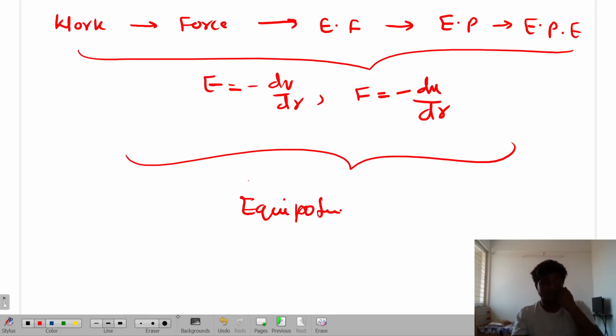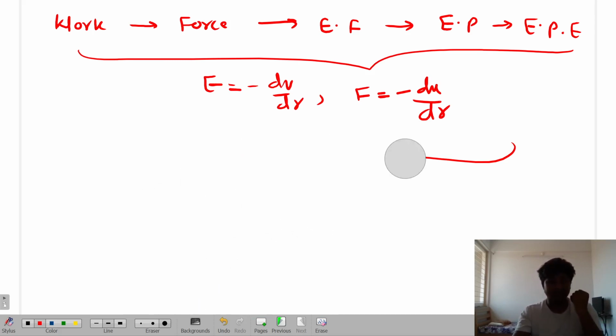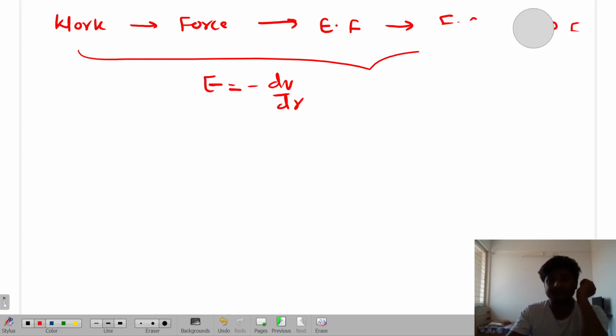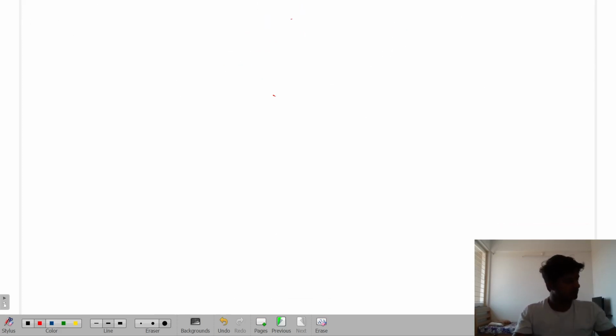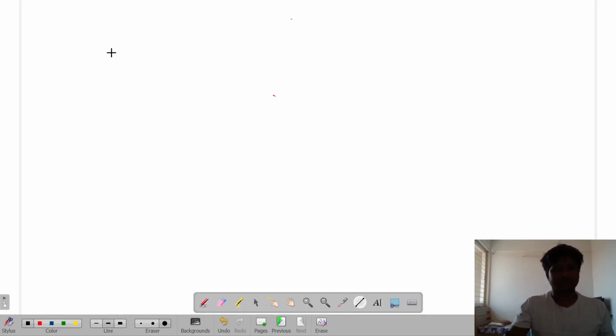So this concept of equipotential surfaces we had generated right now only, like we got to know that in the direction perpendicular to the electric field our equipotential surfaces are there, isn't it?